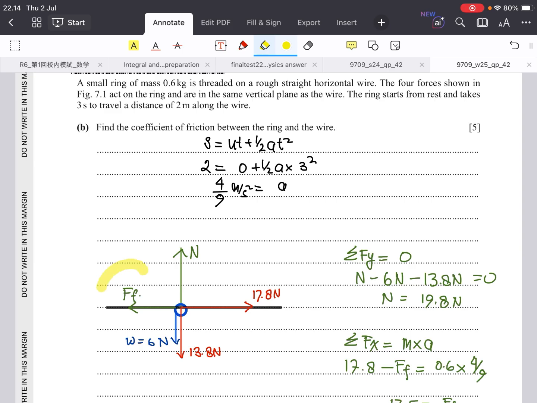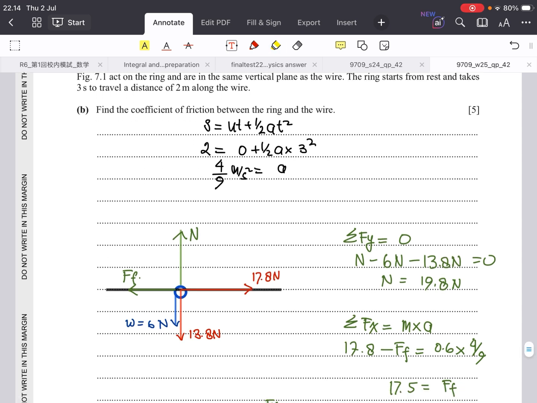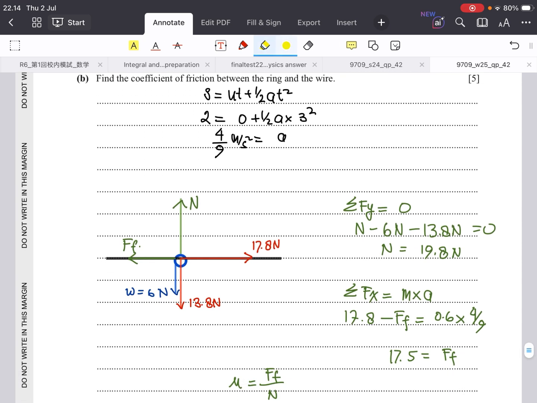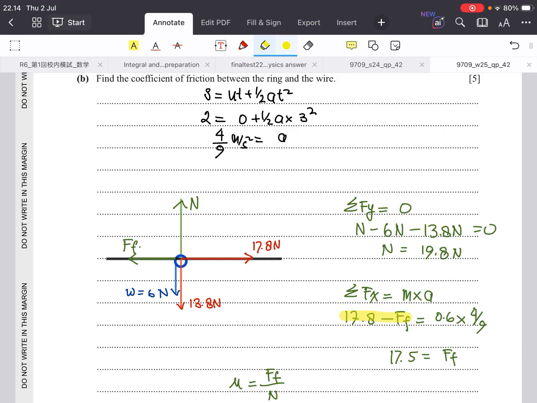And then how to find friction? Don't forget we have calculated the value of acceleration before. So the acceleration is 4/9 meter per second squared. To find the value of friction force, we use Newton's second law. The net force in x direction is equal to m times a. So 17.8 minus the friction force is equal to 0.6 times 4/9. The friction force is 17.5 newtons.